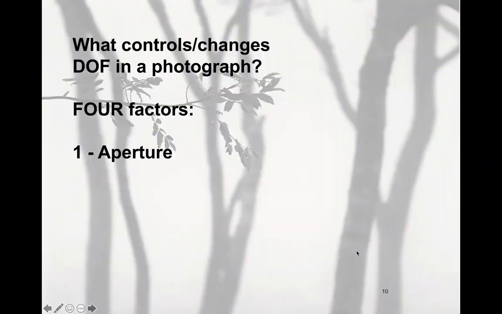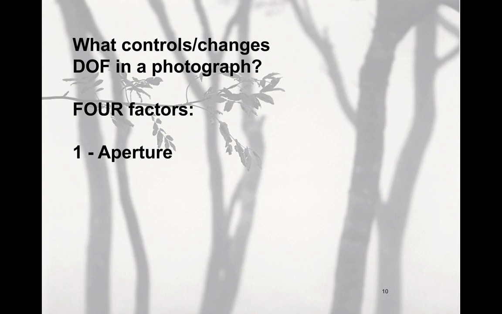So what controls or changes depth of field? And notice I used that acronym because if you're reading a photography book or anywhere, depth of field will get shortened down to DOF. So what controls or changes it? There are actually four factors. The main one that I'm going to have you play with this week is aperture. That is the primary thing that changes your depth of field. And we'll get into these in detail.